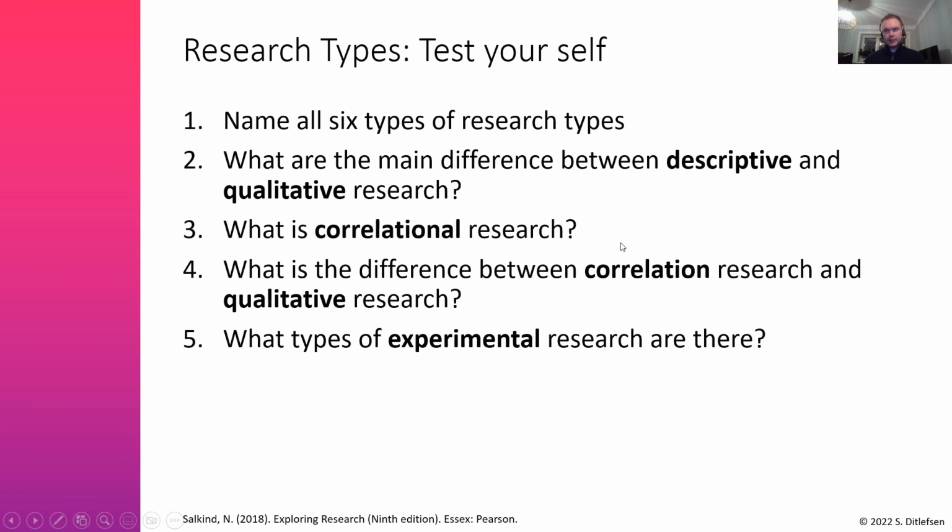Next one, what is correlation research? Okay, if you think back, what is correlation? It's about 2 variables that we want to check. Money and production. Is there any relationship between them? What is the correlation between them? If we give more money to our employees, will we have more products? What is the difference between correlation research and qualitative research? Correlation, it's variables. Qualitative, it's humans.